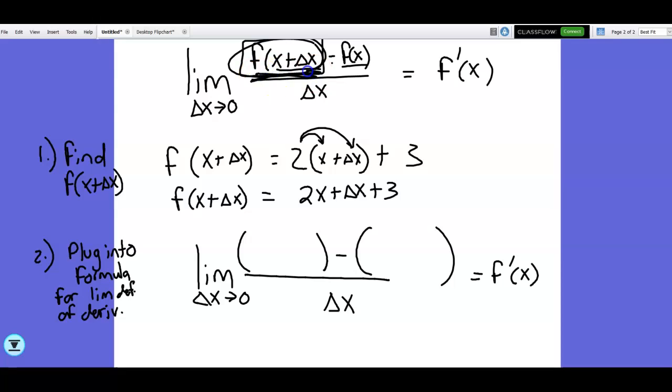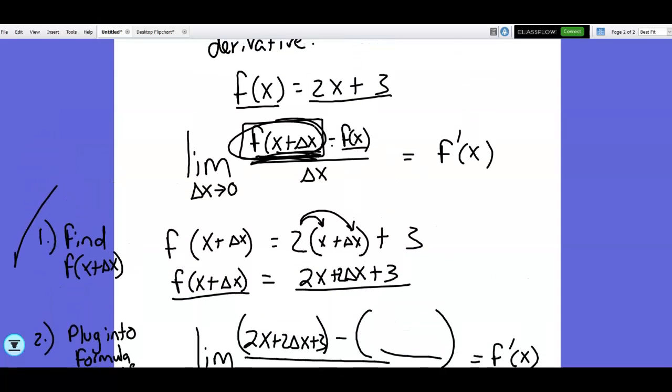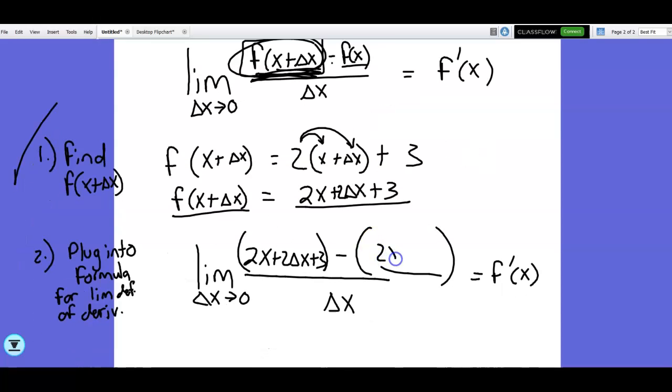All right. So what goes in the first blank? Well, the first blank is f of x plus delta x, and that's what I just found in step 1. So I'm going to replace f of x plus delta x with what it equals, and that is 2x, oh, and I forgot to put a 2 here, plus 2 delta x plus 3. Next, I'm going to put f of x here, and f of x just means the original function. F of x is 2x plus 3. So I'm just going to put the original function right here.